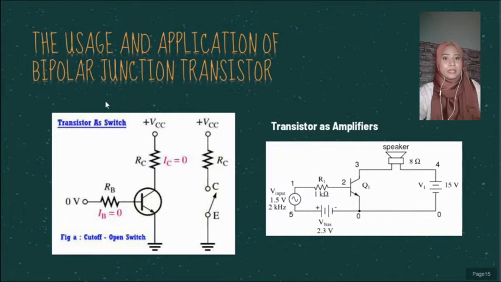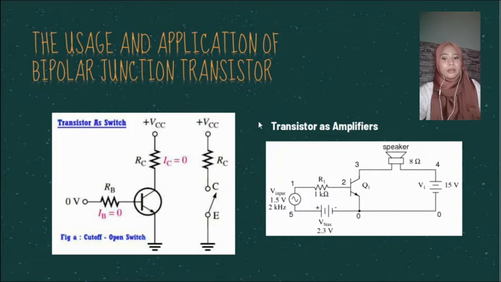Okay, this is the example of the transistor as a switcher. The transistor in the cut-off region will act as an open switch, while in the saturation region it will act as a closed switch. Examples of switch circuits that operate by the transistor are light-operated switches and heat-operated switches.